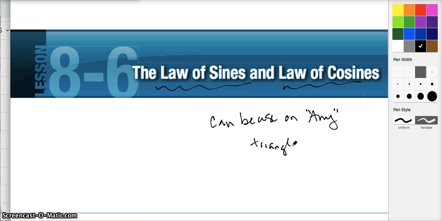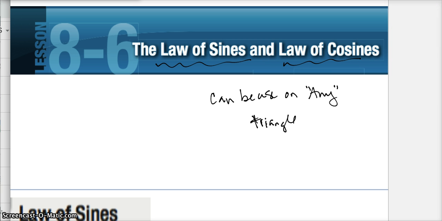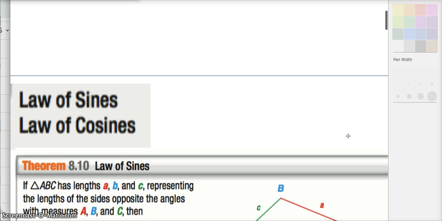This is now an opportunity to use our trigonometric functions, relationships, identities, ratios to answer some other questions. So this should be a little bit more exciting, and you might find a little bit more practicality in this lesson. So let's go ahead and take a look.